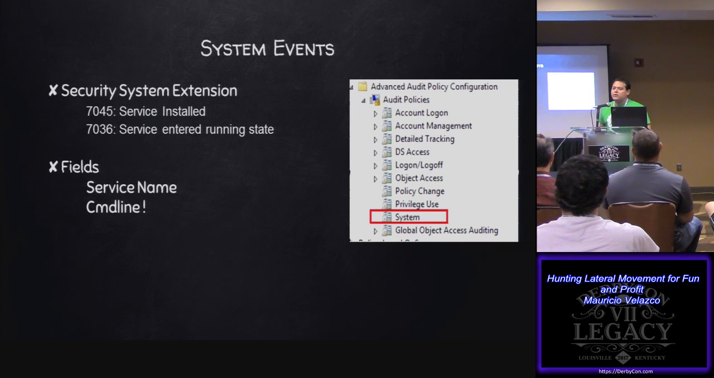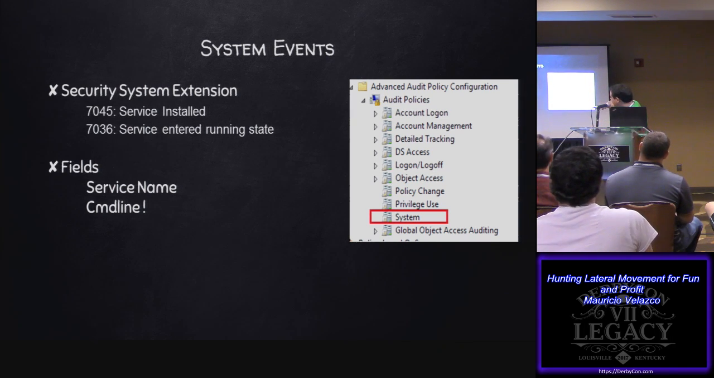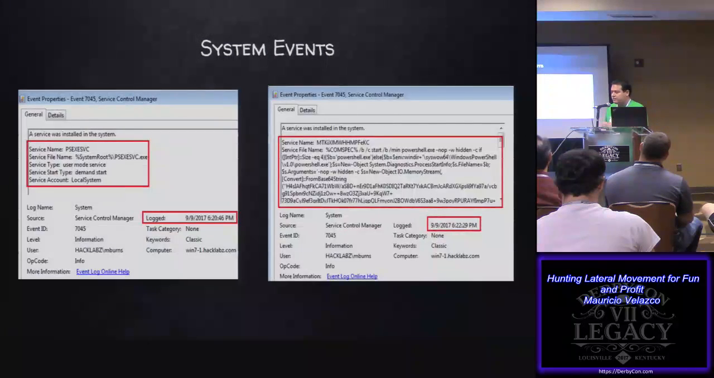All right, so system event. This is really one really good event. When a service is created, a log is generated, and this is in the System category of the Windows Advanced Audit configuration. This event will give us the service name and also the actual image path of the binary that's been executed. On the left side you see psexec with the name and then the actual psexec service, and on the right side you see Metasploit.